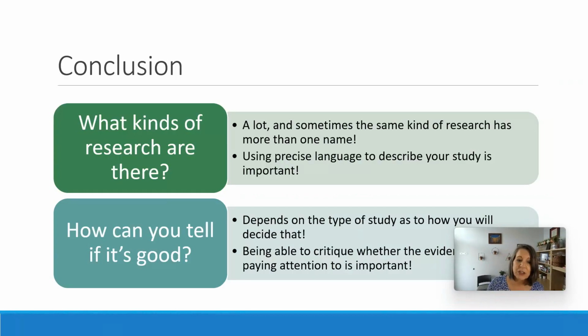All right, so in conclusion, what kinds of research are there? There's a lot. And sometimes the same kind of research has more than one name. You call it by different names, so you want to use precise language to describe your study. That's really important. And how can you tell it's any good? It depends on the type of study that you have. And it's important to be able to critique whether the evidence that we have gained from searching the literature is worth paying attention to or not.